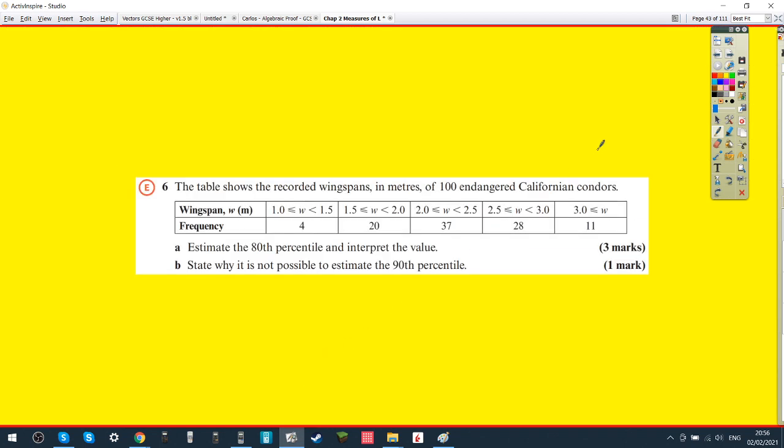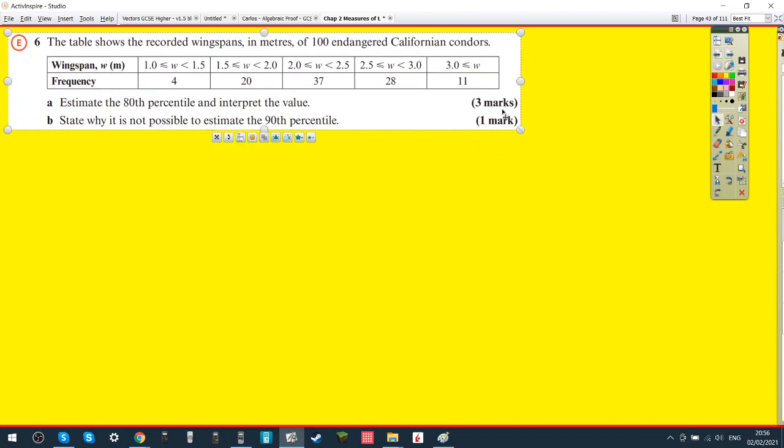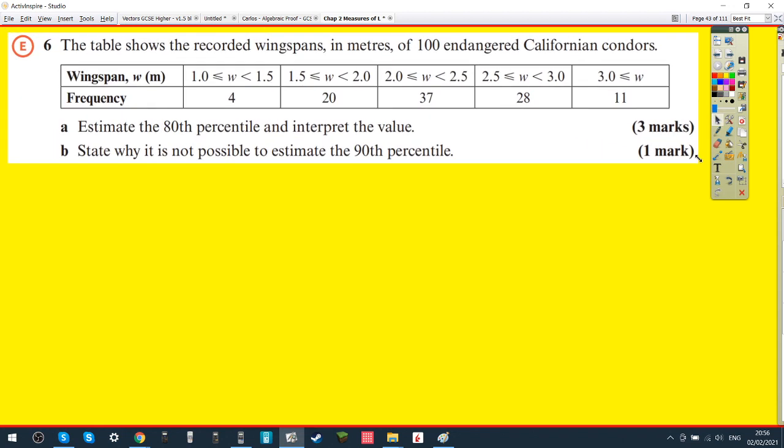How would you find the 80th percentile? 80th over 100. And how about B? Why is it not possible to find the 90th percentile? Any idea about that? Is it because it's 100? Take a look at the last group. What do you notice about the group?